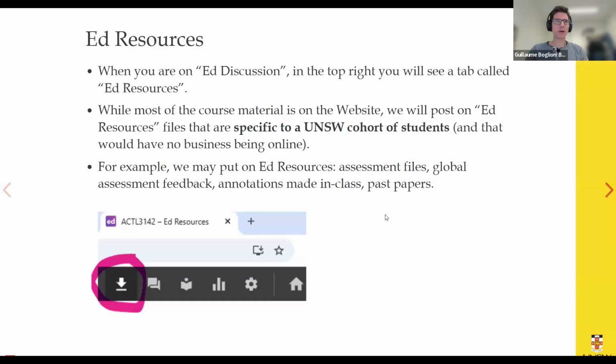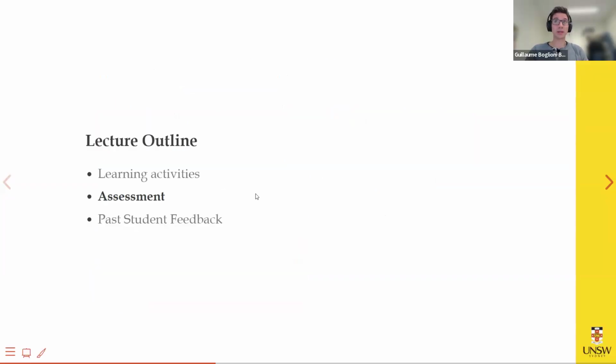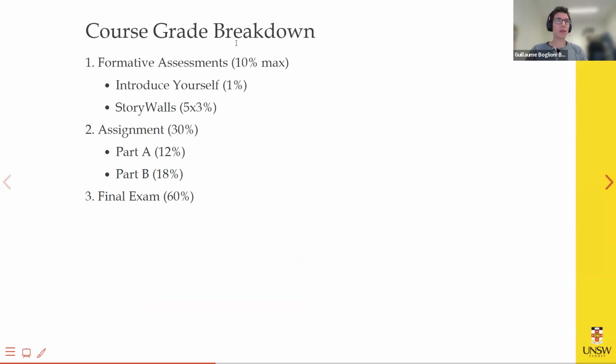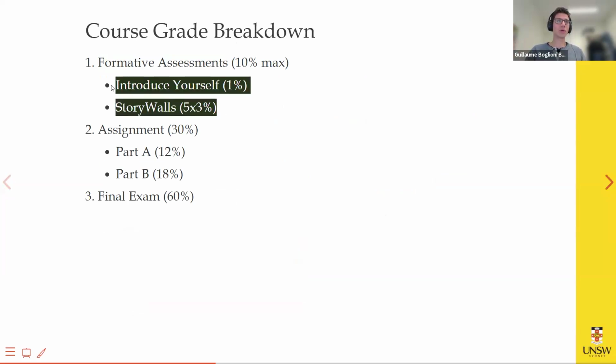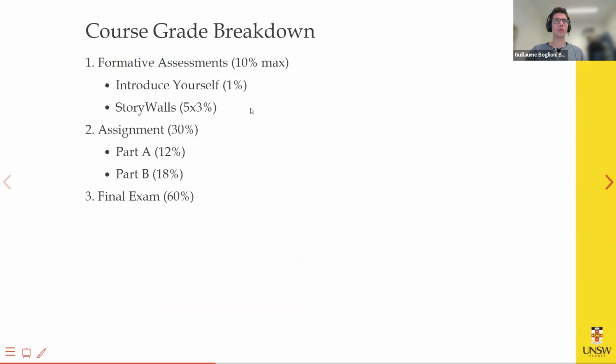Okay, we are back. And now we arrive at the assessment section that maybe is the one you care about the most. So overall, in the course, you have 10% on what we call formative assessments, and I'll give a bit of detail on those in a second. You have this introduce yourself task, 1%, and then you have 5 tasks of 3% each. Now, obviously, all those percentages don't sum to 10, but you get a maximum of 10%, which means you can miss some of those tasks and still get full marks for the formative.